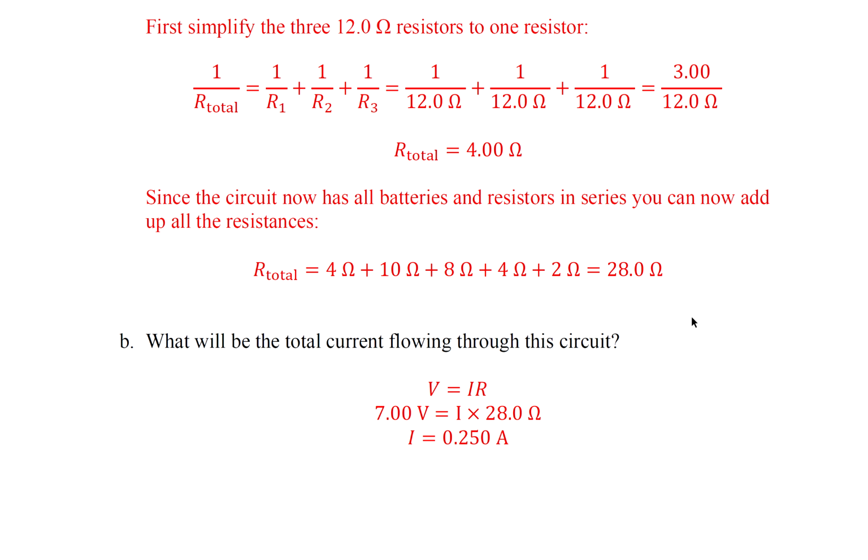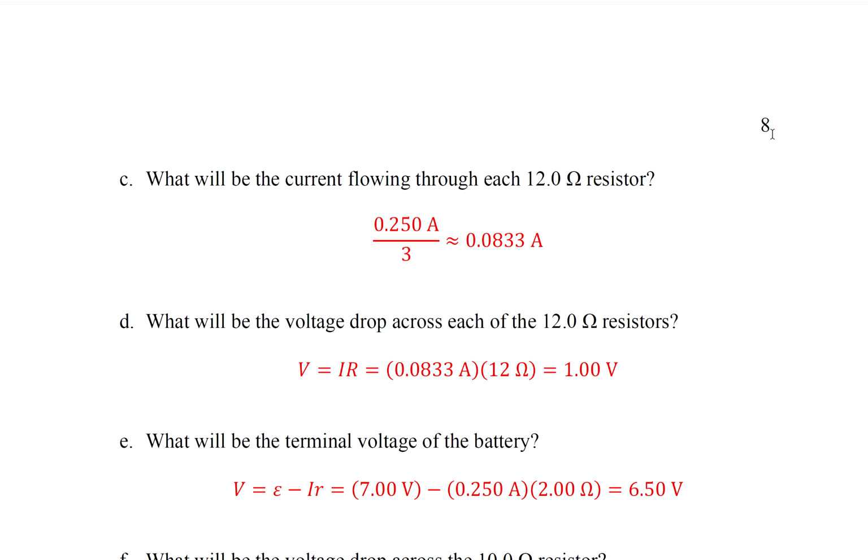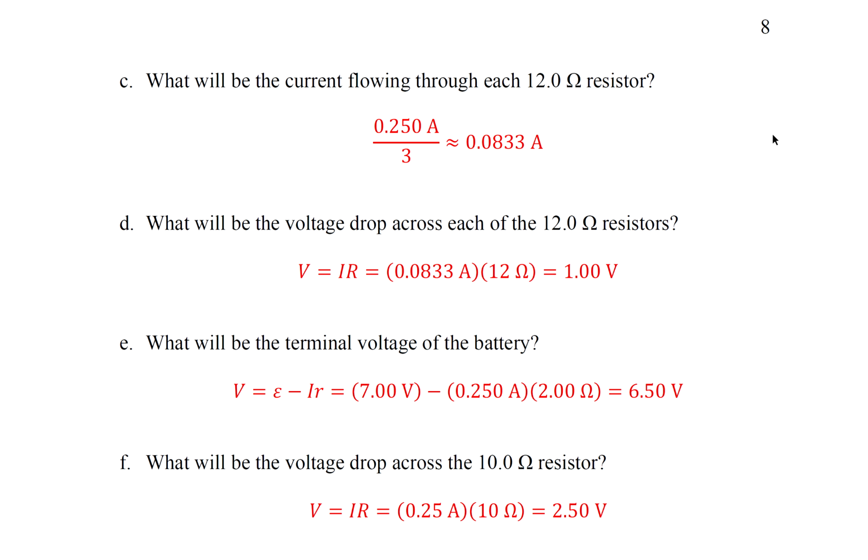Part B, what will be the total current flowing through the circuit? We use the equation V equals IR. Part C, what will be the current flowing through each 12 ohm resistor? Well, they're all going to have the same current flowing through them because they're all in parallel. Part D, what will be the voltage drop across each of the 12 ohm resistors? We'll use the equation V equals IR.